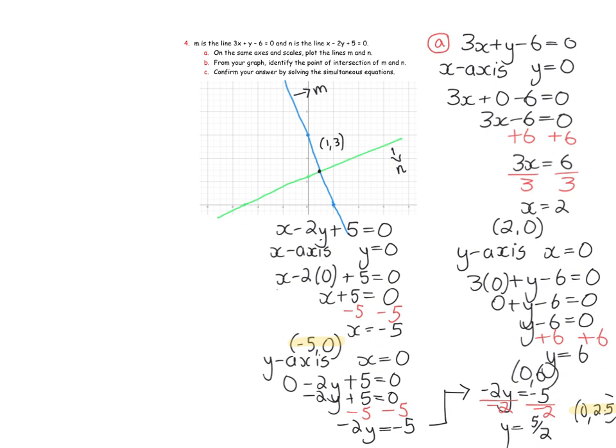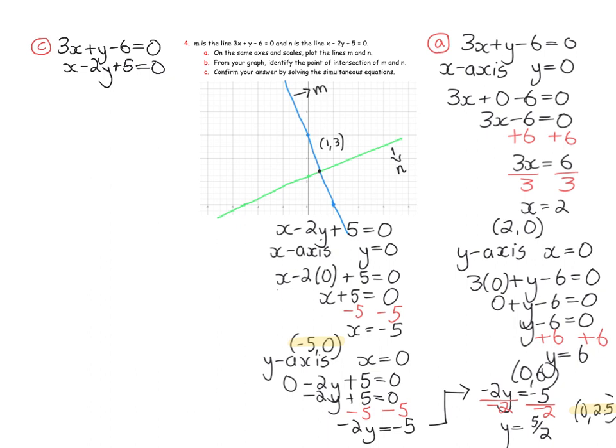Part C then says, confirm your answer by solving the simultaneous equations. So to do that, I'm going to do it up here on the left hand side. So this is part C. The first thing we do with simultaneous equations is write out the simultaneous equations. What we're going to have is 3x + y - 6 = 0, and x - 2y + 5 = 0. Again, we need to get the same number on either the x and the y so we can eliminate it. I'm going to do x again, so we're going to make both of them 3.